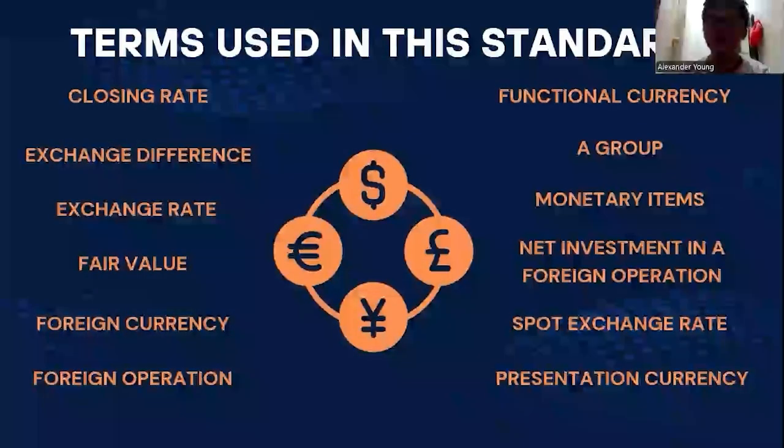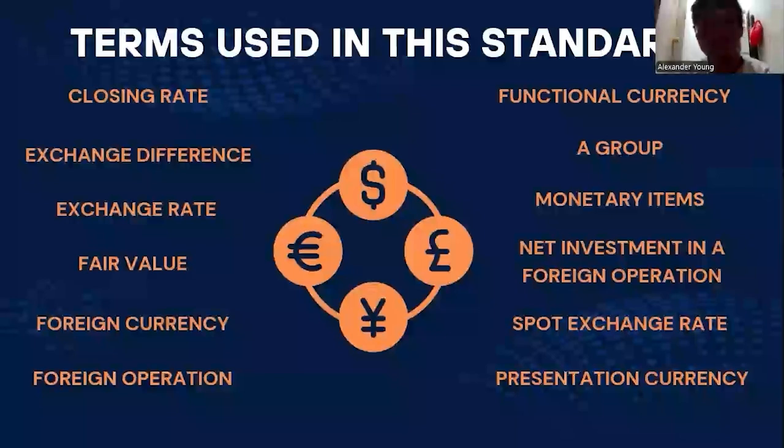Okay, so the terms that we will find in this IAS are, the first one is the closing rate, which is the rate at the end of the reporting period. Second one is the exchange difference. It is the difference resulting from translating a given number of units of the currency into another currency at different exchange rates. Next is the exchange rate itself, the ratio of exchange for two currencies.